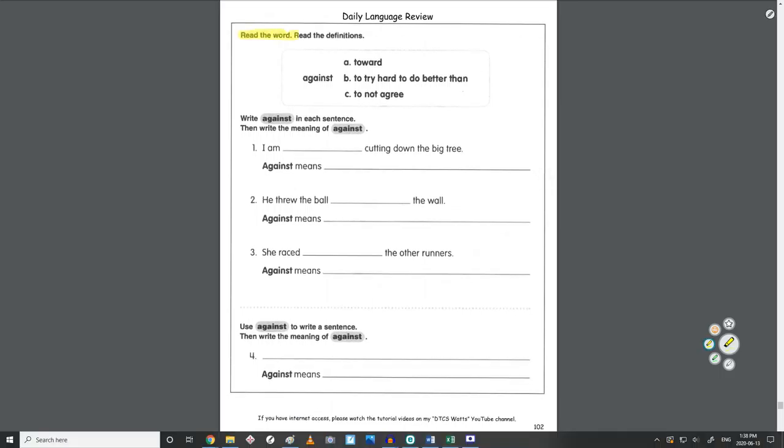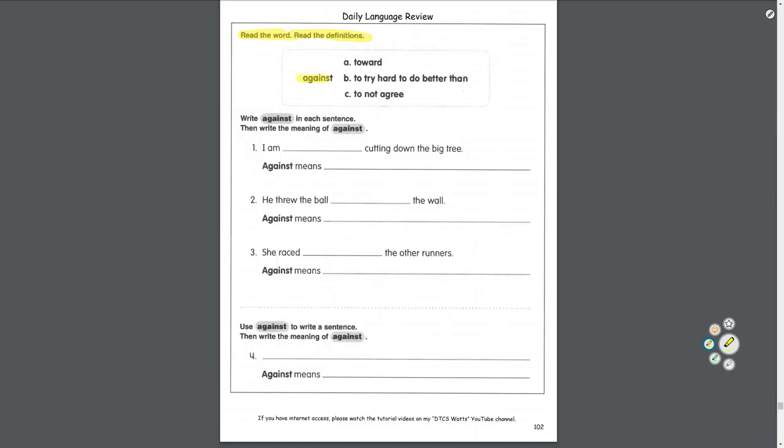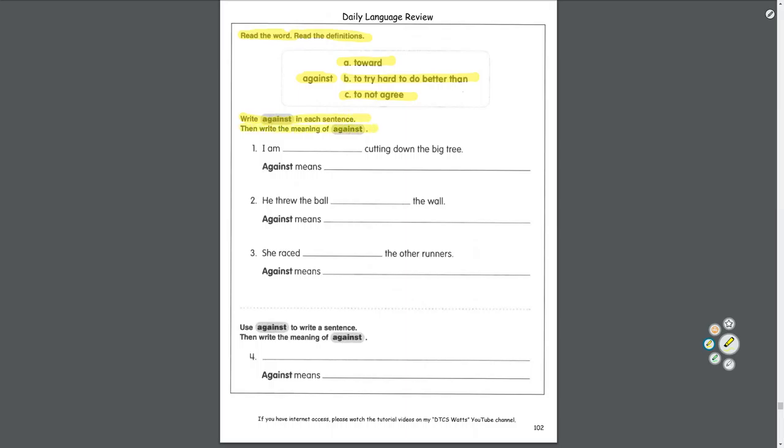Read the word, read the definitions. Against. Against can mean toward, to try hard to do better than, to not agree. So, can mean different things. Write against in each sentence, then write the meaning of against.